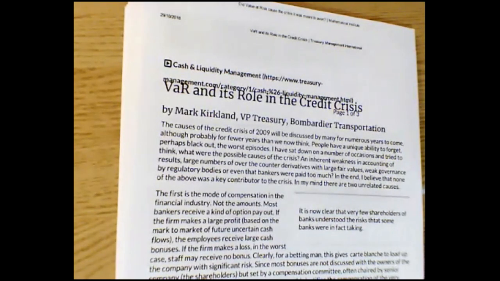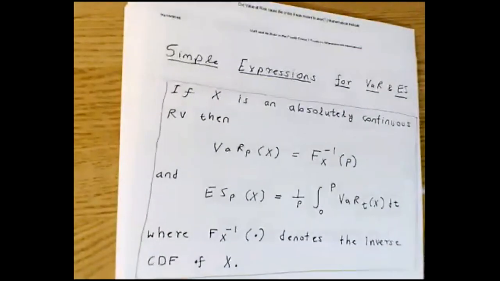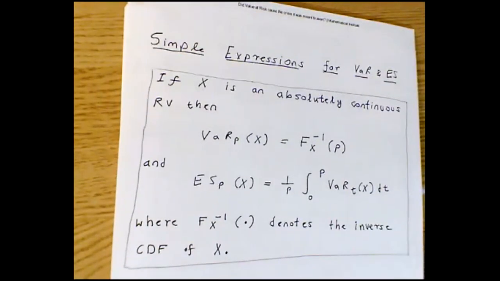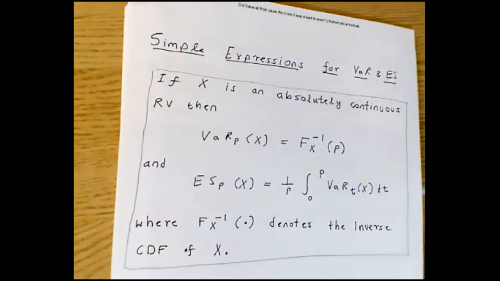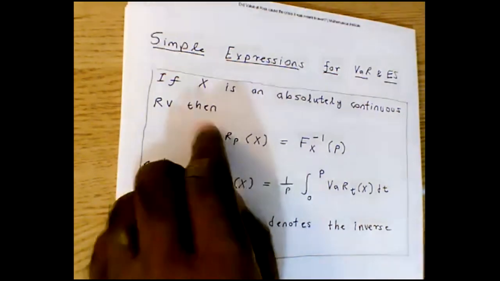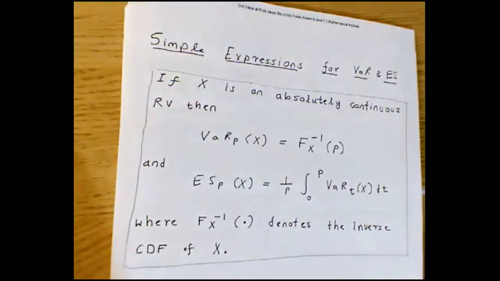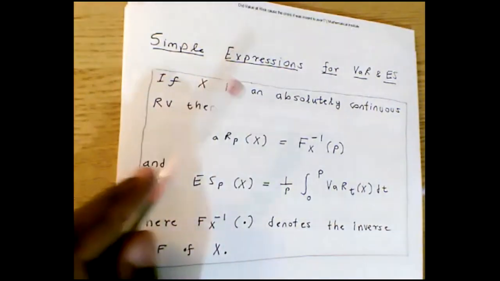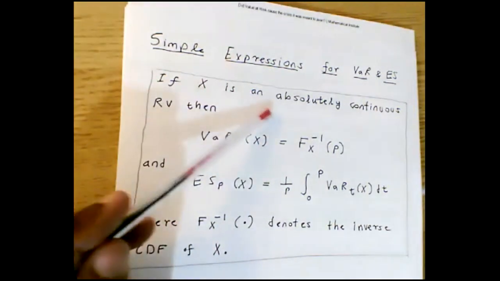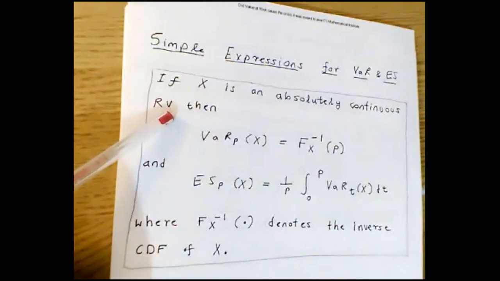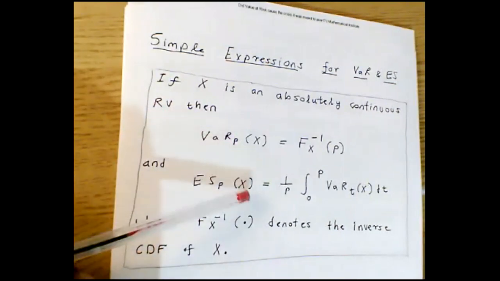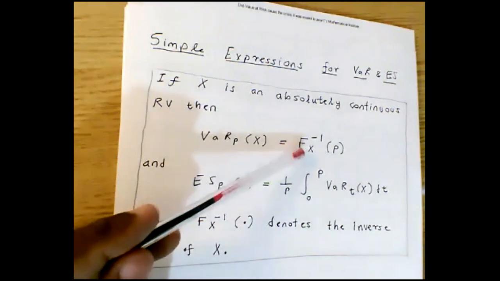Okay. The next thing I want to talk about is, earlier I gave you two formulas, one formula for VaR and another formula for ES. The formula for ES was very complicated. You may recall in one of the slides I showed you earlier. But if X represents the loss, and X is an absolutely continuous random variable, then the formulas that I gave you earlier can be simplified to this and this.